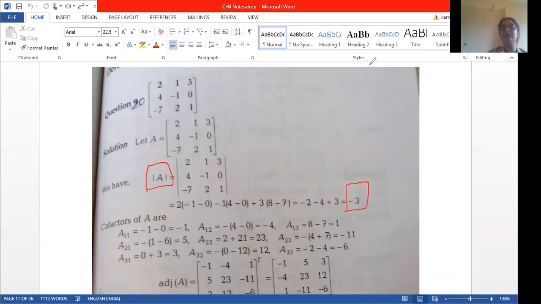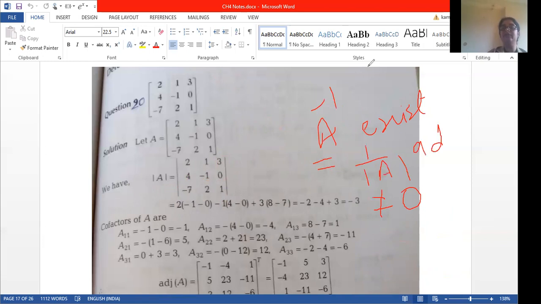Now what we have to calculate for this? Now minus 3, we know, is not equal to 0. So A inverse exists. Now if A inverse exists, what can we say? We can calculate the value of A inverse, which is equal to 1 upon determinant of A times adjoint of A. Now the determinant of A we have calculated. So what we have to calculate? The value of adjoint of A.